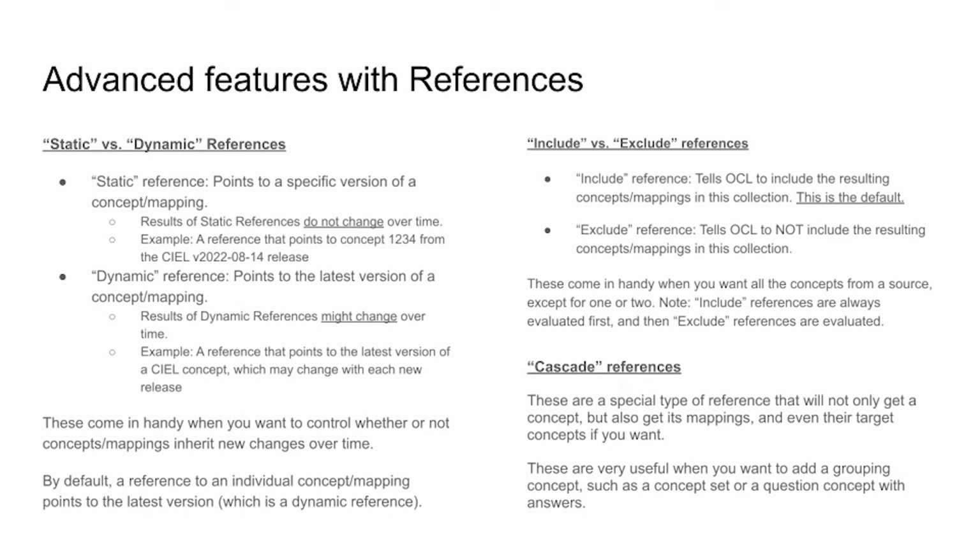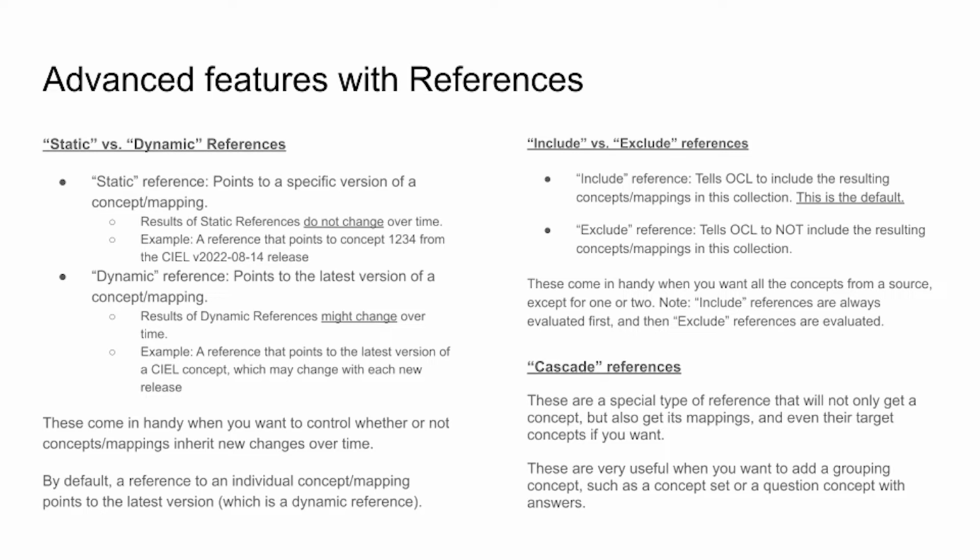Now, let's talk about some more advanced features with references. You may not need to use these in your own collections, but it helps to know that they exist. First, let's look at static versus dynamic references. Static references point to a specific version of a concept or a mapping, and as a result, static reference results don't change over time. So if you point to a CL concept from a specific release, for example, the results of that collection will always stay the same.